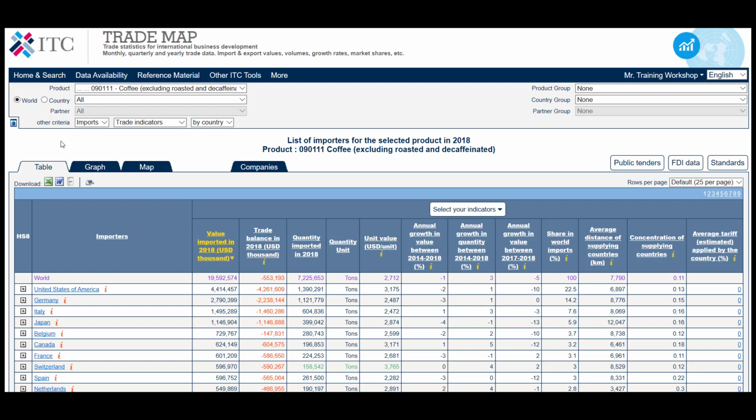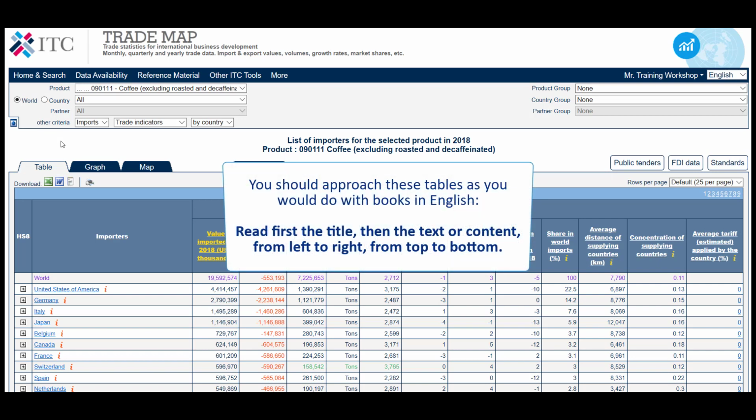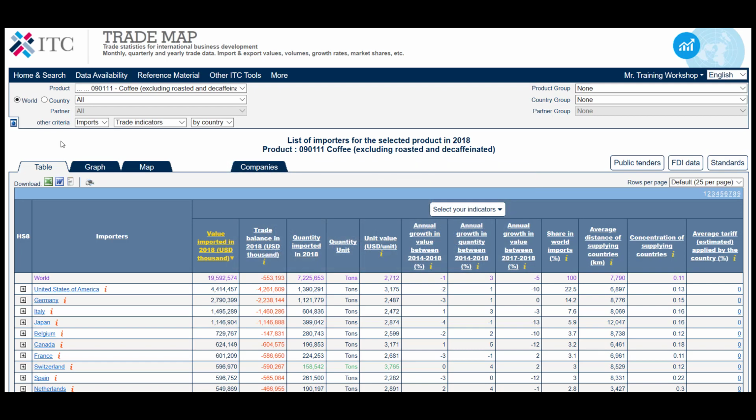The table of trade indicators is relatively long, but quite simple when you look at it. You should approach these tables as you do with books in English, and read first the title, then the text or content, from left to right, from top to bottom. In this case, the title of the table is List of Importers for the selected product in 2018, and the product being in this case coffee excluding roasted and decaffeinated.